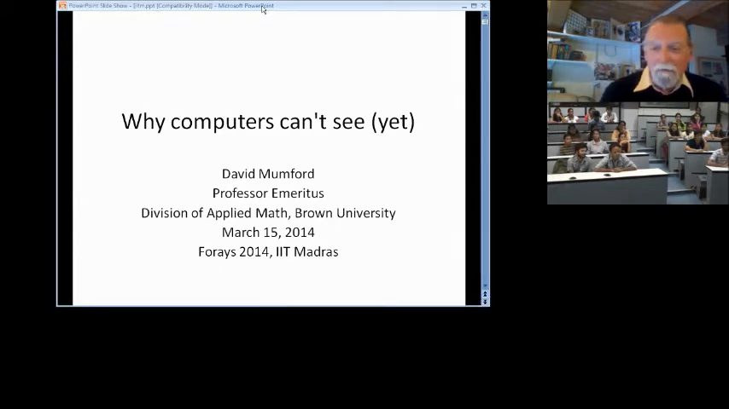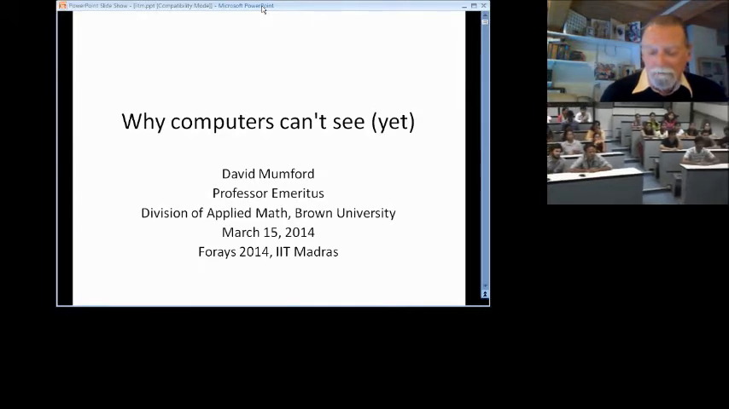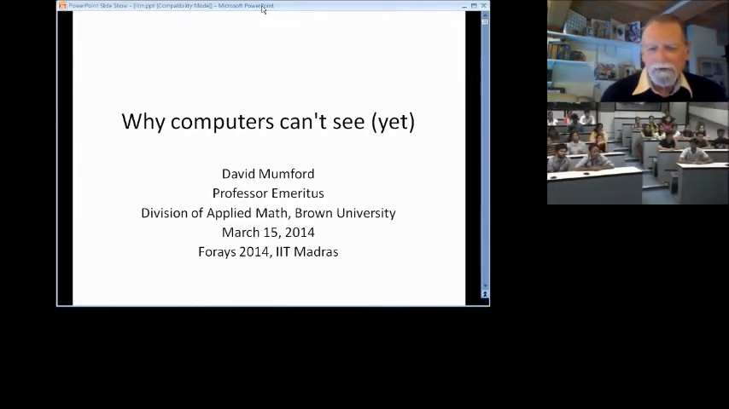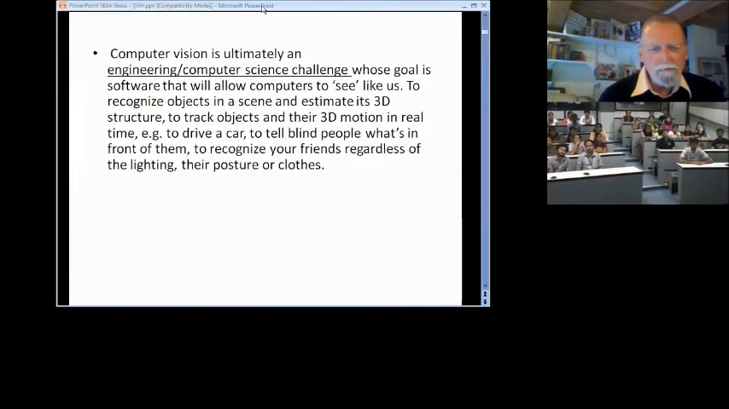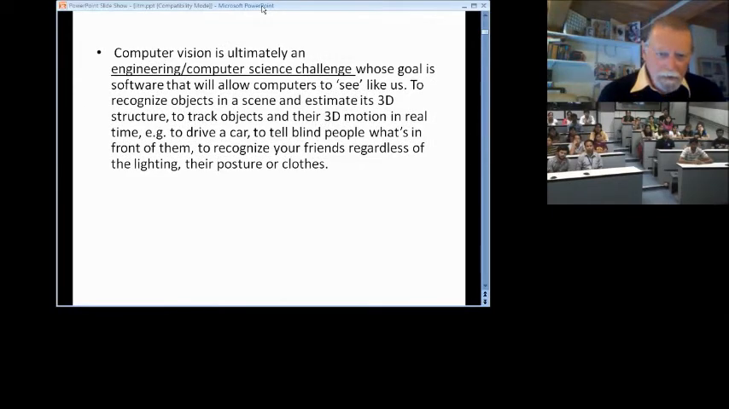So what I wanted to talk about today was to give some sense of the field of computer vision, because it combines challenges from engineering with interesting mathematical, statistical, and computational questions. I found it to be a very fruitful field to study. So basically the challenge is that you have an image of the real world. It could be a video or a still picture, but you need to recognize the objects and the three-dimensional structure.